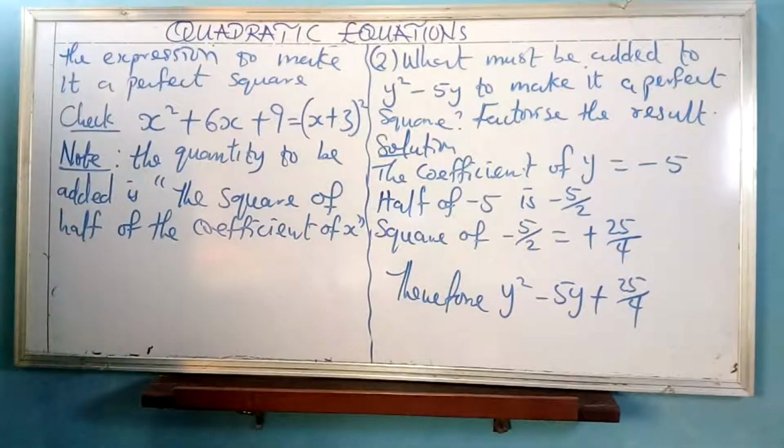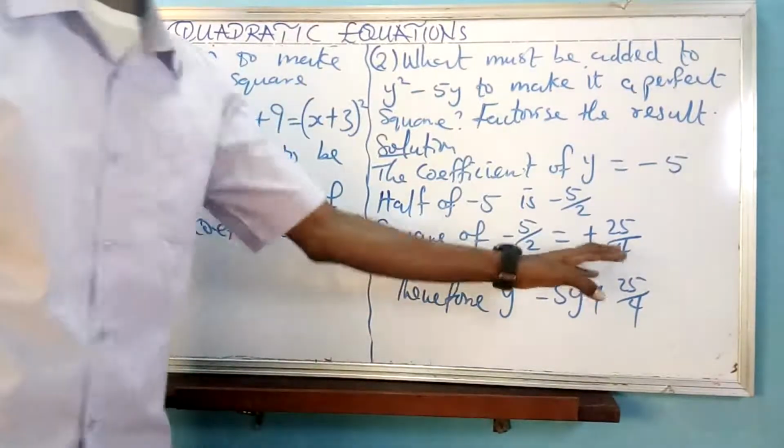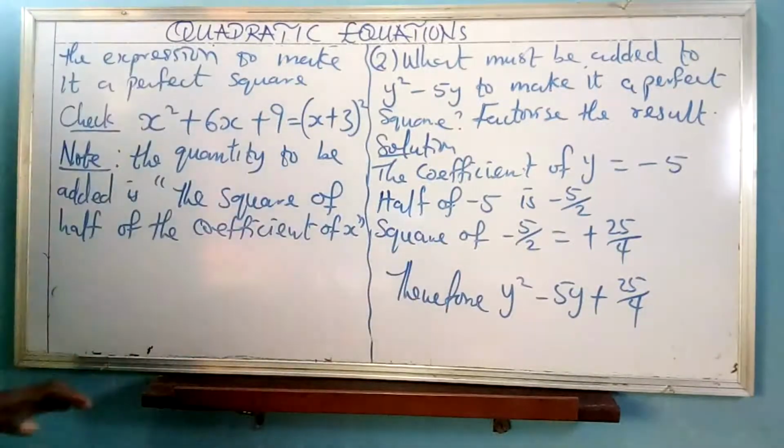Do you see it now? So this one must be added, and then you're going to get your perfect square. That's the answer. That's the first answer.